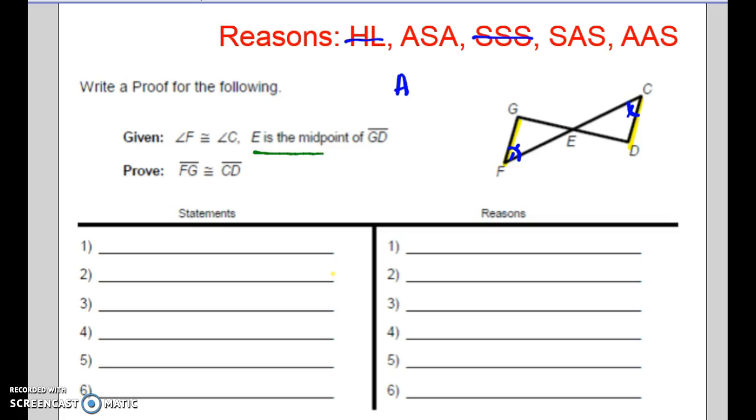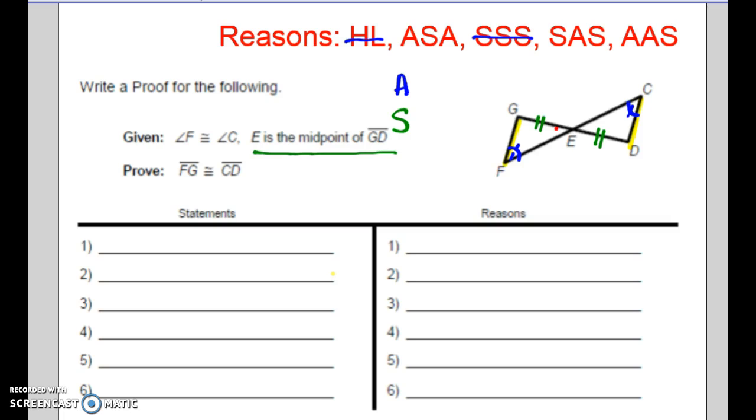If E is the midpoint of GD, that means that GE and ED are congruent. So I've got some sides in here. So I've got an angle and a side. So this could be any of these three other choices. This is all I have. Or am I forgetting something?